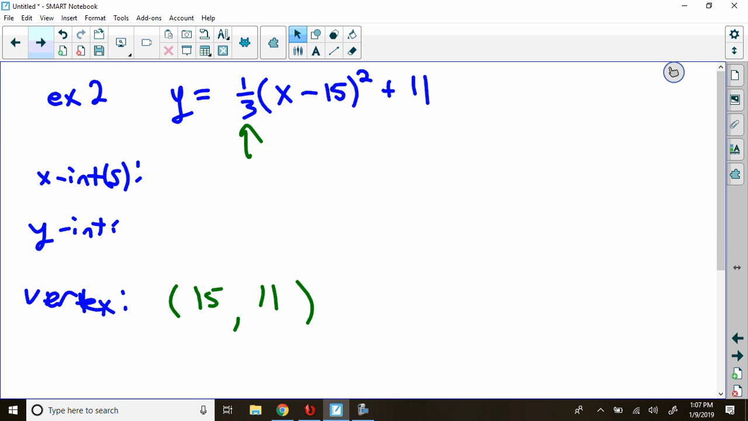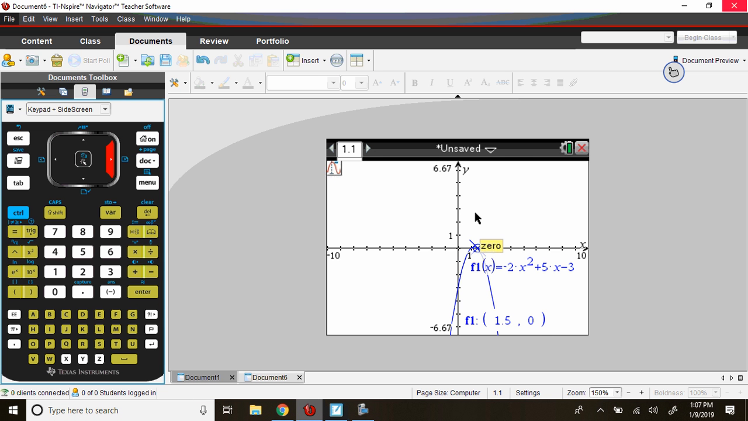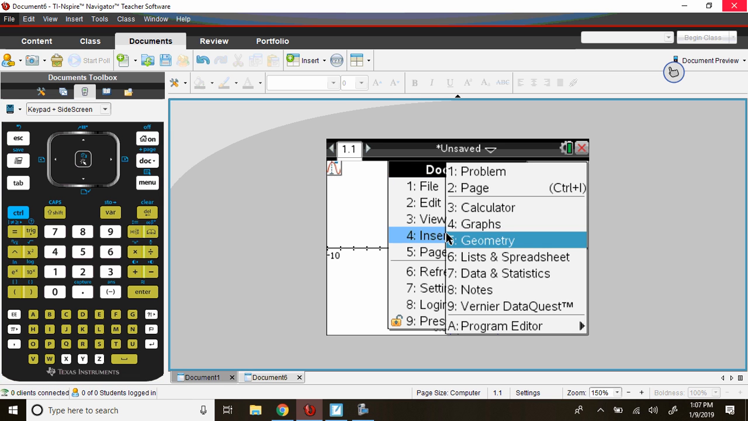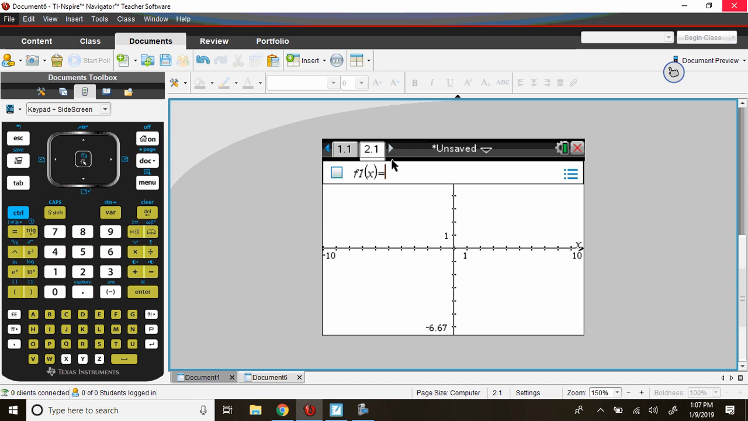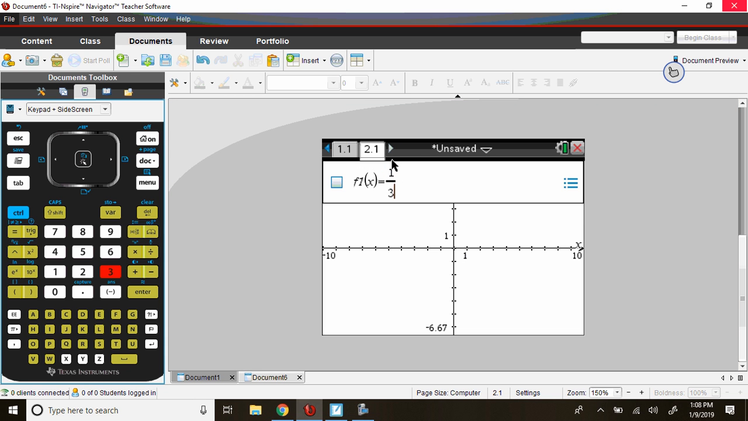But on the calculator, let's go ahead and graph this. I see people starting a new document all the time. If you're working on the same assignment, maybe you just want to insert a new problem. Insert, insert a new problem, and I'm going to insert a graph page. I started with my fraction template, 1/3. And then in the parentheses, I'm going to have x minus 15. I have to put my squared at the end of that in the right place. And then it was plus 11 at the end. So I press enter and I don't see anything.